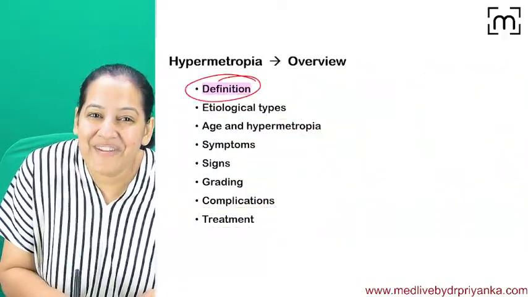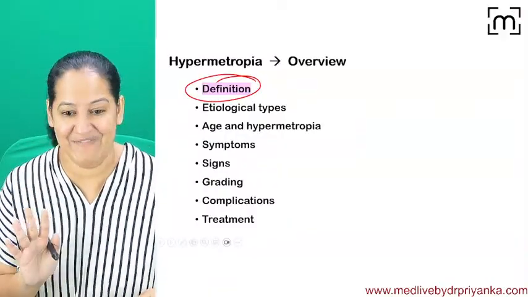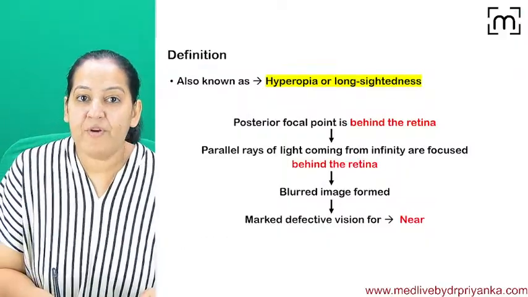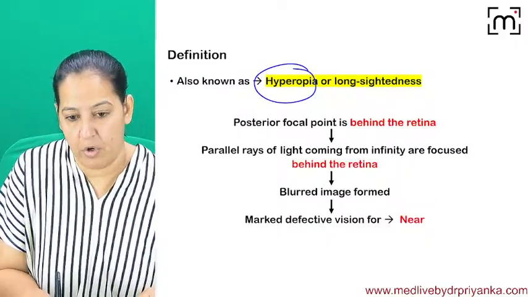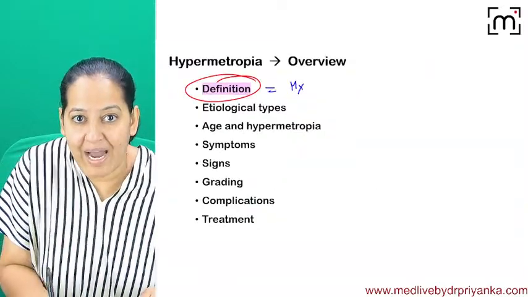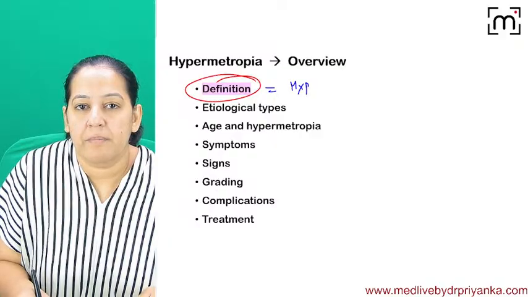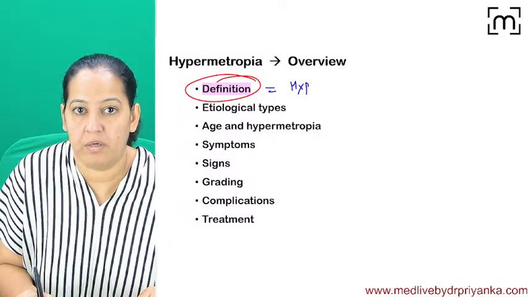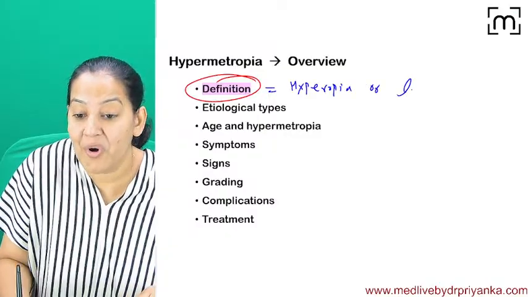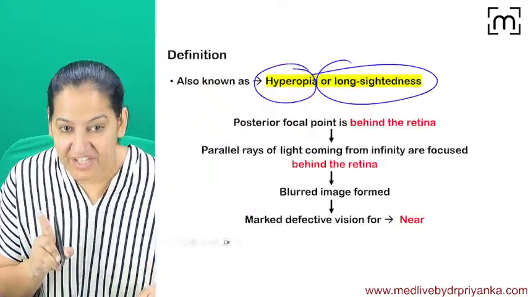Let's start with the definition. What is the definition of hypermetropia? Now you all can define it very well. You have understood what is hypermetropia. First, you tell me the other name. Hypermetropia, also known as hyperopia or long-sightedness. First, you learn its other name. Just a second, my pen stopped working. Hyperopia or long-sightedness. Okay, this is the definition of hypermetropia.